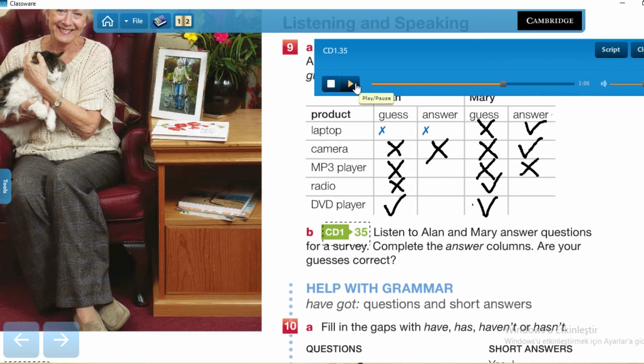So, here my guess is wrong because Alan's got an MP3 player. Let's put a tick.